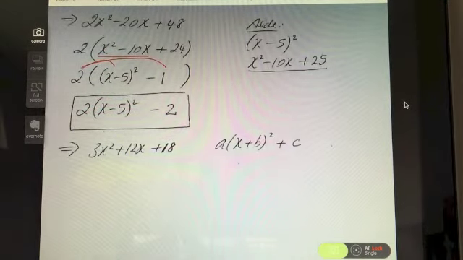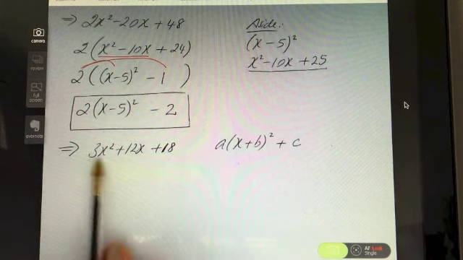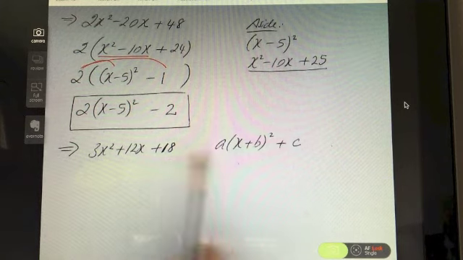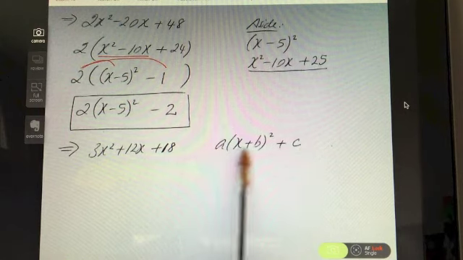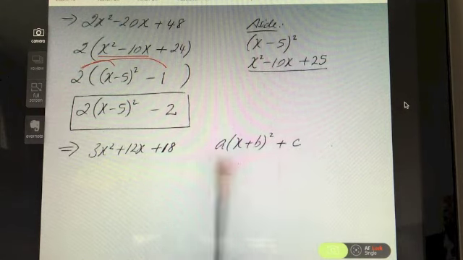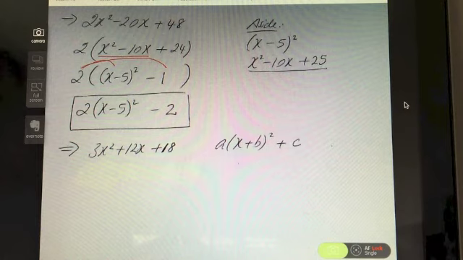Okay, so try this next question. Rewrite 3x squared plus 12x plus 18 in this form. So in other words, completing the square, writing in the form a bracket x plus b all to be squared plus c, where a, b and c are an element of the integers. Okay, so now we've gone through one more thoroughly. Let's see if you can do this one on your own. Pause this and see how you get on.